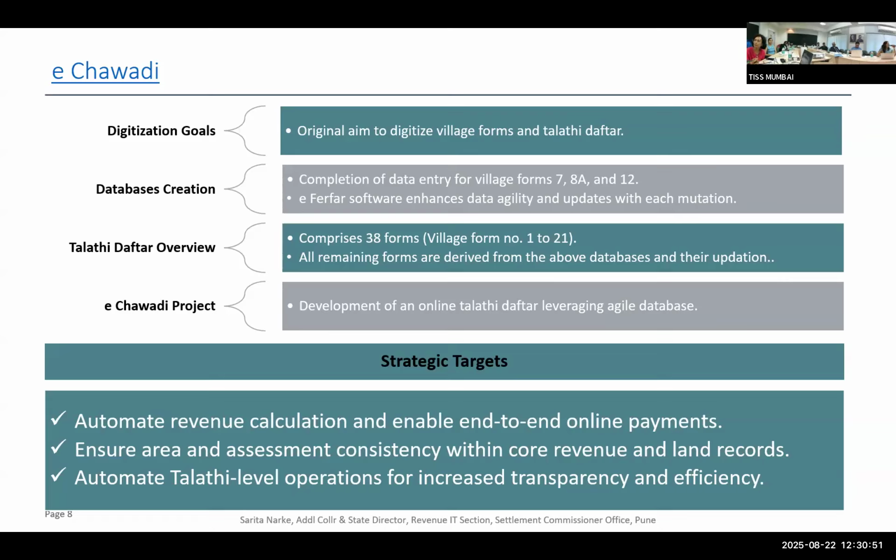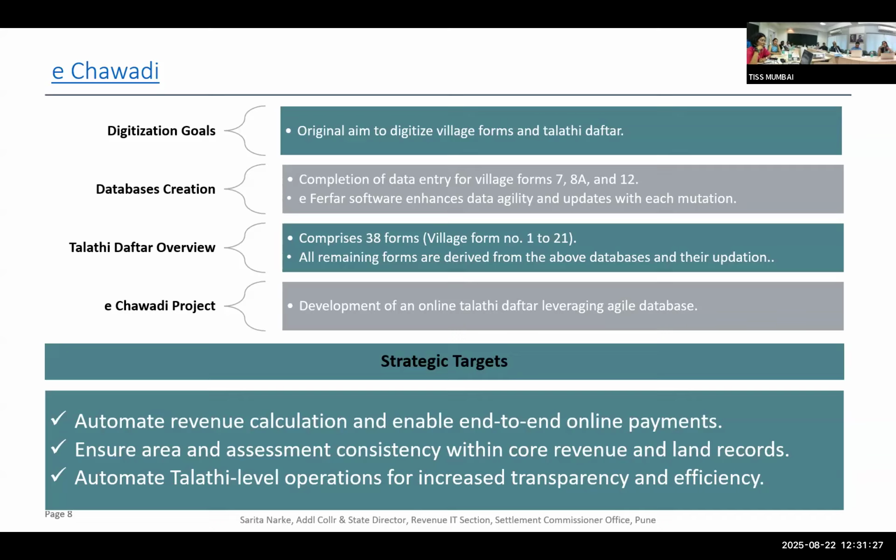So this is one more project which is called e-Chawdi. This project is basically again helping the village revenue officer or Talati to automate his level operations. So here what we have done is we have tried to use our three databases, which is village form number 7, village form number 12, and 8A, to create all the registers automatically. So there are various registers: village form number 1A, which is forest lands; village form number 1B, which is government lands; village form number 1C, which has again 16 types of lands.